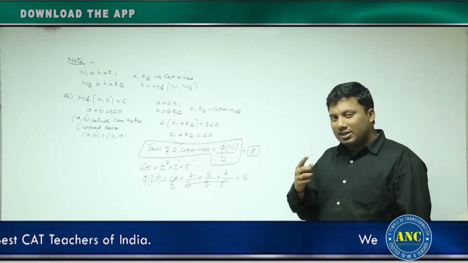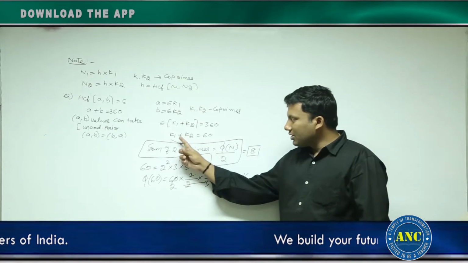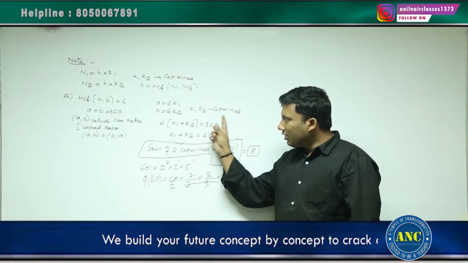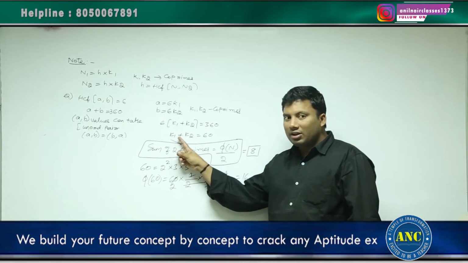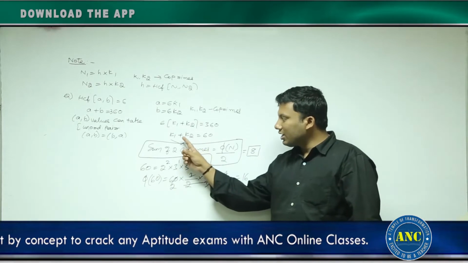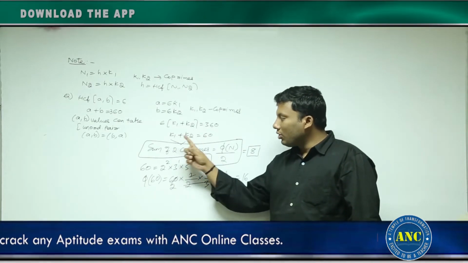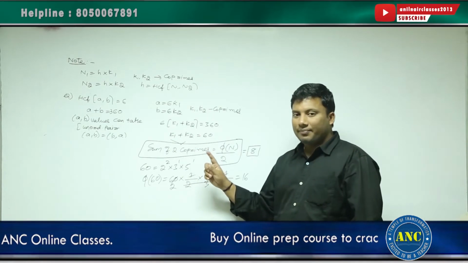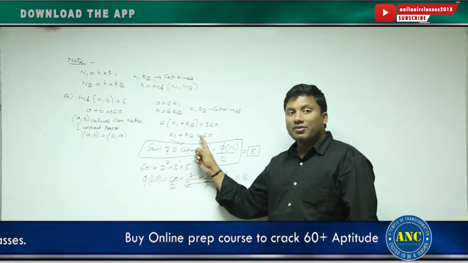Now you think like this, you will get it. K1 plus K2 equals 60. What is the first case? Sum of two coprimes: K1 can be 1, K2 can be 59. 1 and 59. What is the next case? 3 and 57 not possible because both are divisible by 3. Right? Next, 7 and 53.